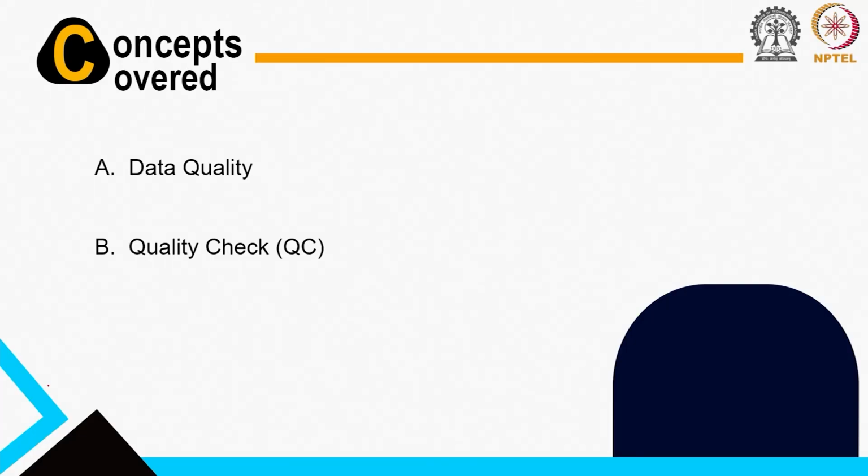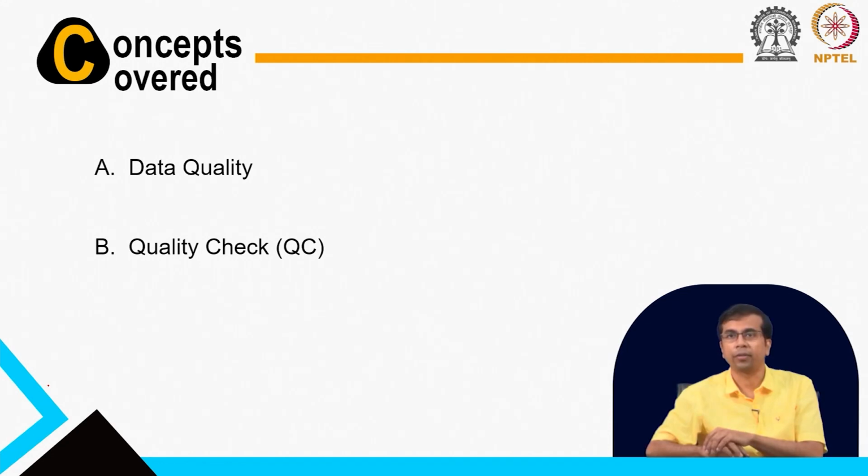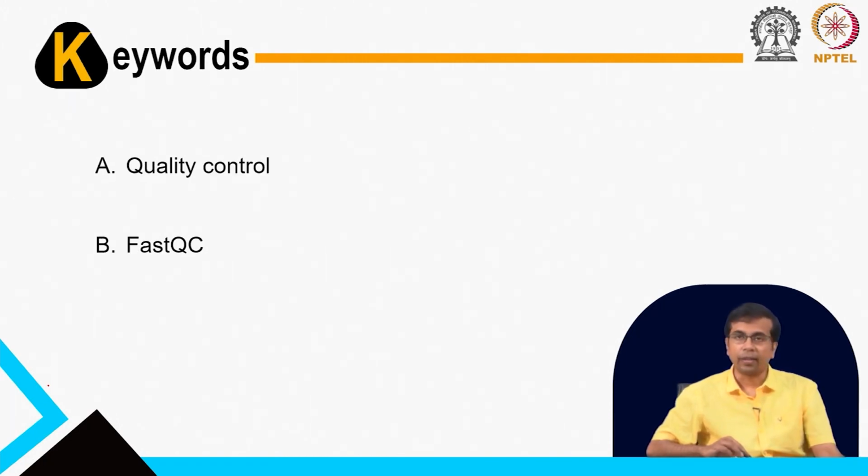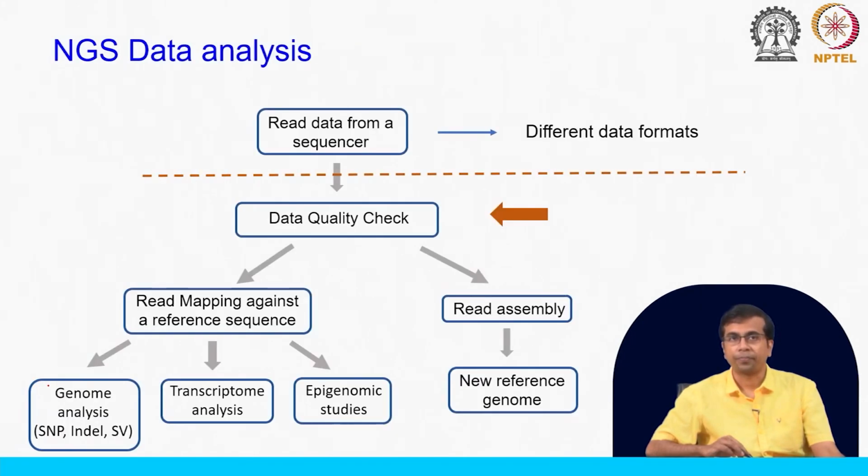What do you mean by data quality and how do you check data quality? Sometimes we call it quality control or quality check, or in short QC. So, these are the keywords: quality control and FastQC.